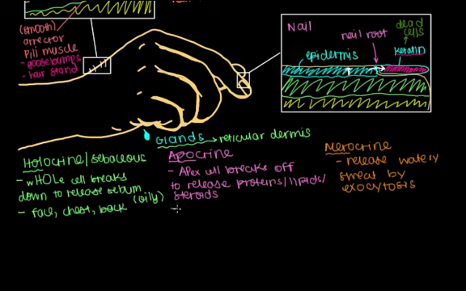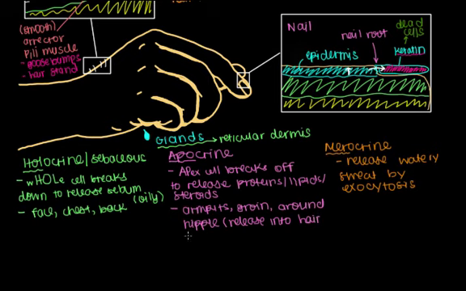Now your apocrine glands are mostly concentrated in your armpits, the groin, and around the nipples. The main thing that's unique about the apocrine sweat glands is that they release their contents into the hair follicle, which is unique from the other types of sweat glands we're talking about.